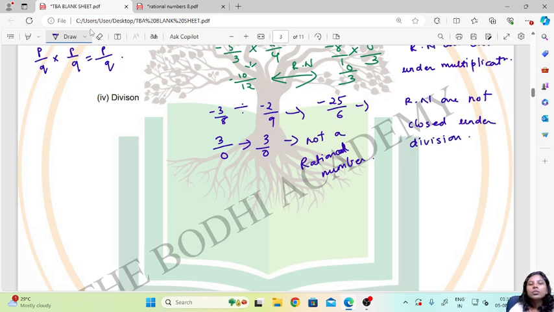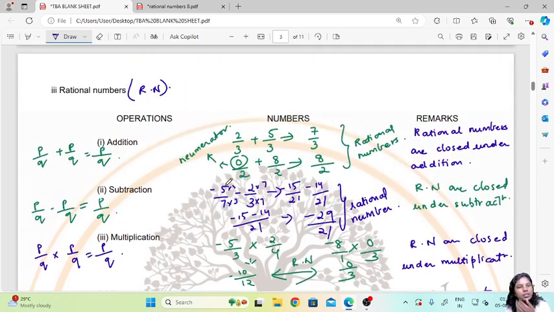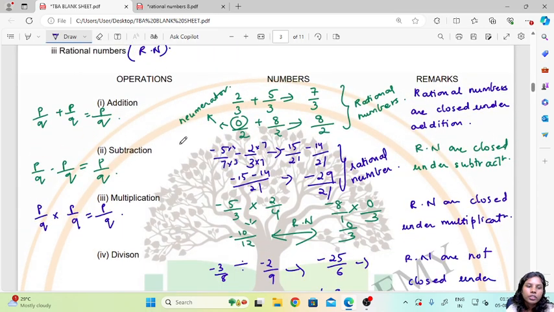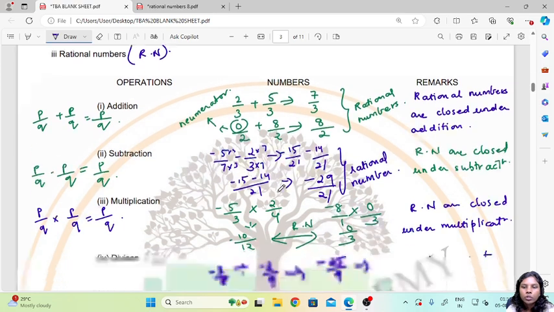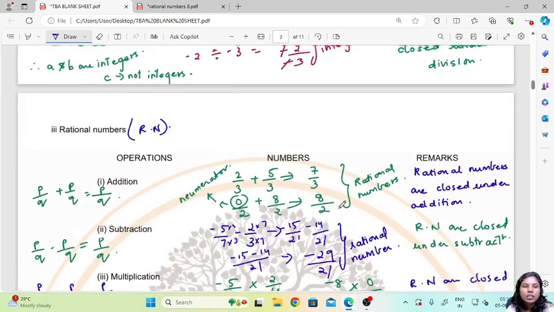Okay, so now for rational numbers, we know that addition, subtraction and multiplication are all closed under the closure property, whereas division is not.